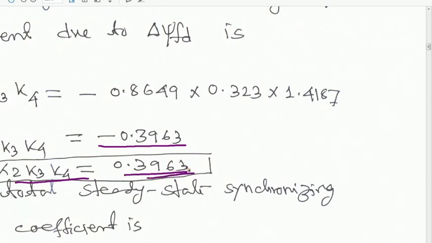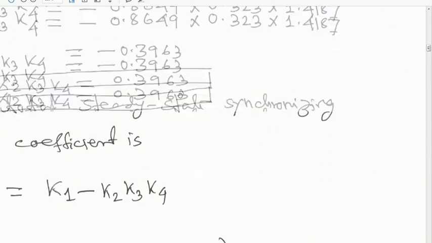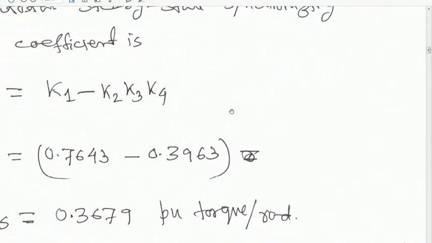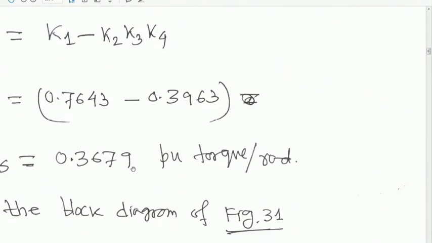The total steady state synchronizing torque coefficient is k 1 minus k 2 k 3 k 4, right. k 1 is 0.7643, which was given in the data, and for k 2 k 3 k 4 you substitute this value in k 1 minus k 2 k 3 k 4. Whatever it comes, that is your k s, the synchronizing torque coefficient, right. Therefore, k s is equal to 0.3679 per unit torque per radian, right.